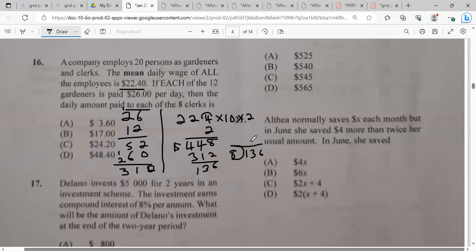8 into this goes 1 time, 8 once is 8. Subtract, we get 5. Carry down the 6. So it is $17. Awesome question. It's a very nice question, guys. You have to admit it, all right? But space is so limited.